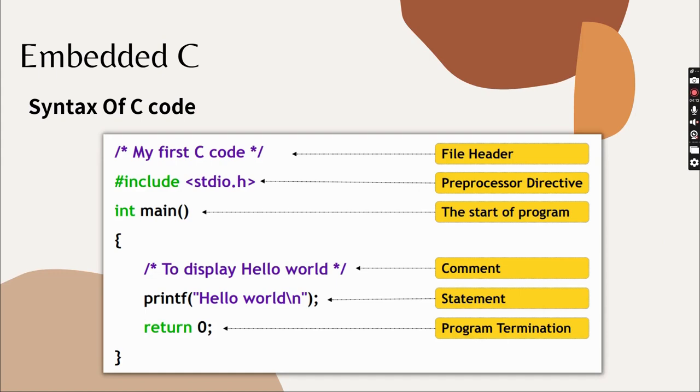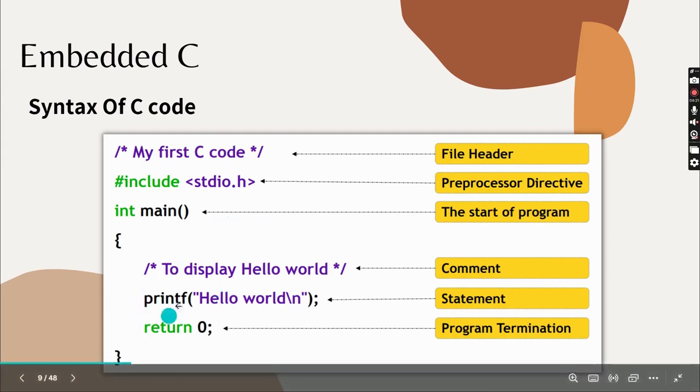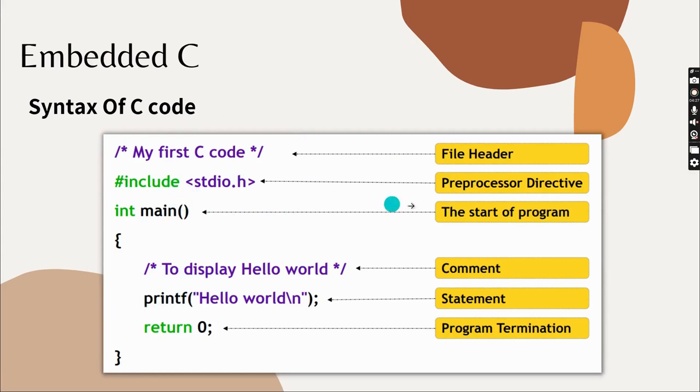When we have to use a particular library function, then we have to include this header file in our code. Like when we use the printf statement, it is a library function which comes from the stdio.h header file. Then there are comments. Comments are used when we have to explain our code.